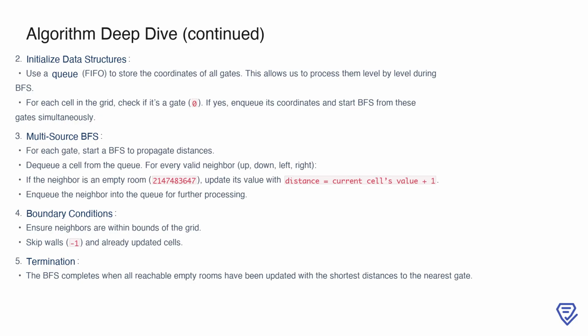This ensures that distances are updated systematically and correctly. Finally, we handle boundary conditions by ensuring all neighbors are valid grid cells, skipping walls or cells that have already been updated. The process terminates once all reachable empty rooms have been updated with their shortest distances.